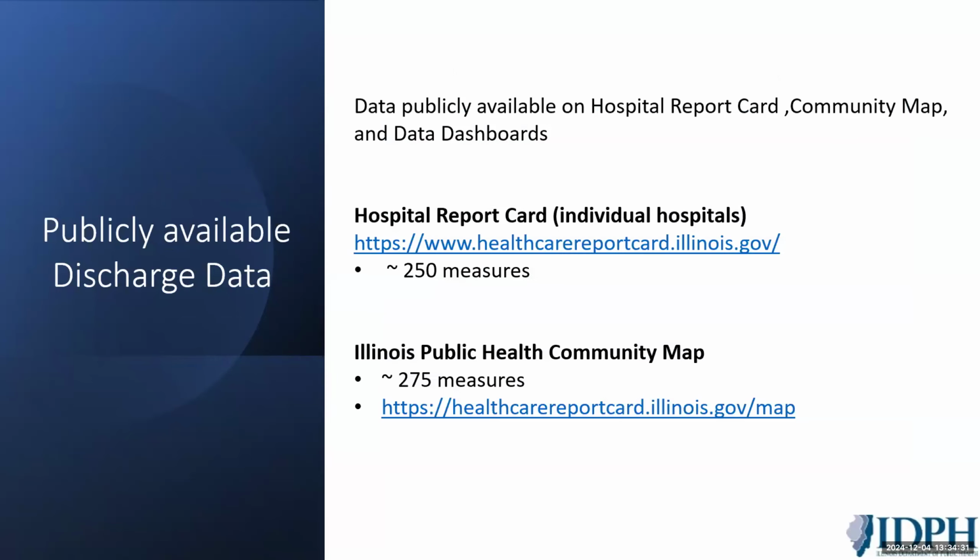Okay, so at this point, there is already data publicly available on the hospital report card and the community map, and some data dashboards like iQuery that Amanda has talked about as well. But for us, we do support these 2. The hospital report card is individual hospitals, and then the Illinois Public Health Community Map is community-based, so it is by county.